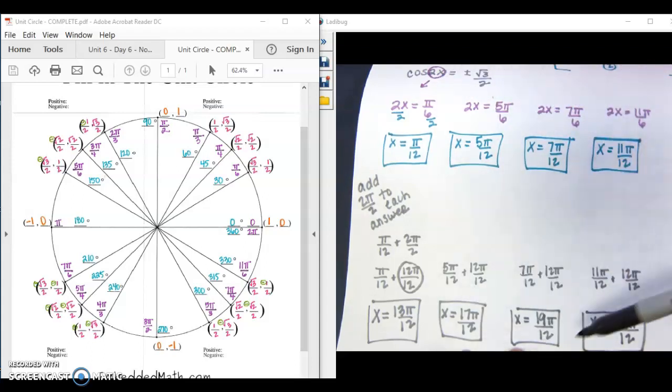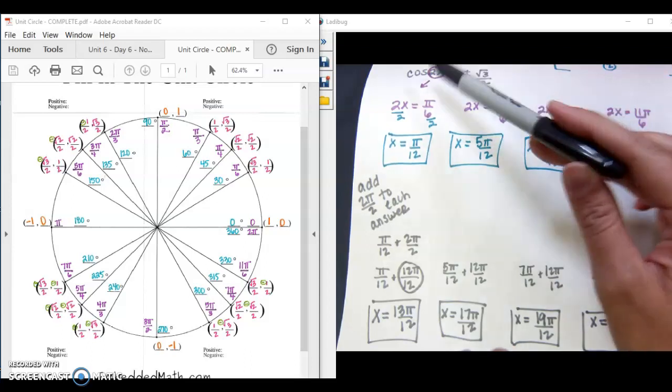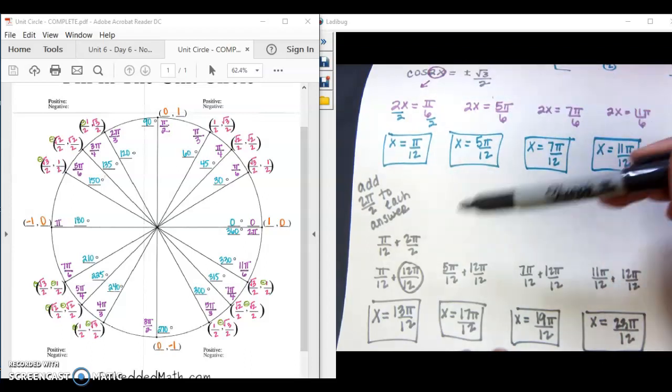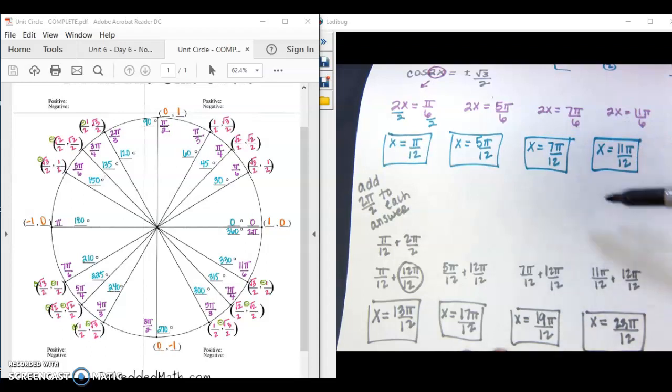It really just goes around the unit circle once, because 23 over 12, think about that's close to 24 over 12, so that's close to 2 pi, which is around the unit circle. So the reason you have to do the 2 rounds is so that you get all the answers that would be on 1 round of the unit circle. Okay? So let's take a look at number 4.